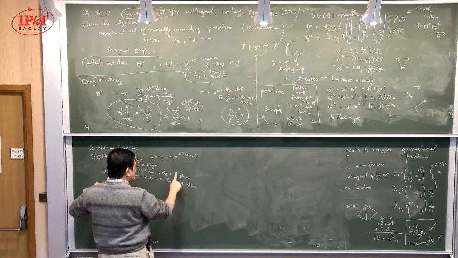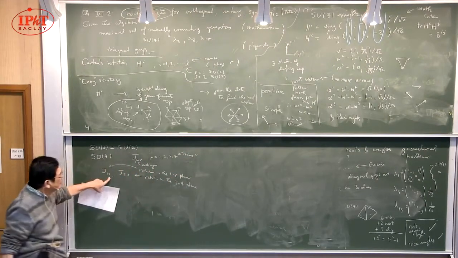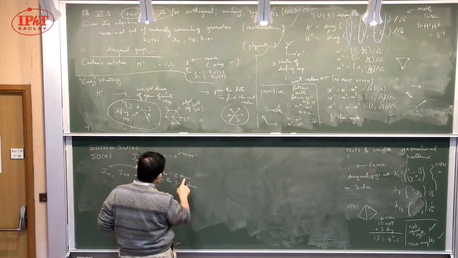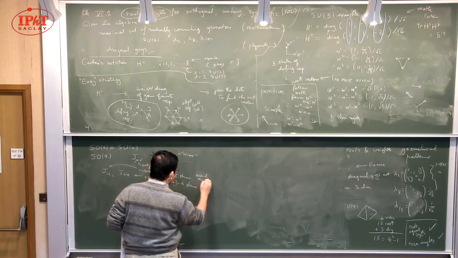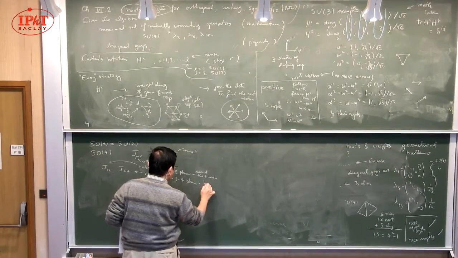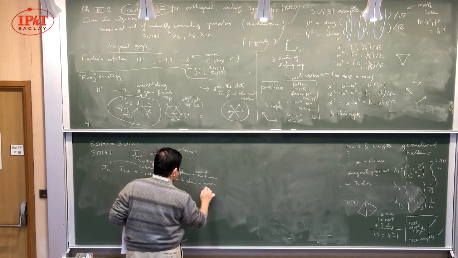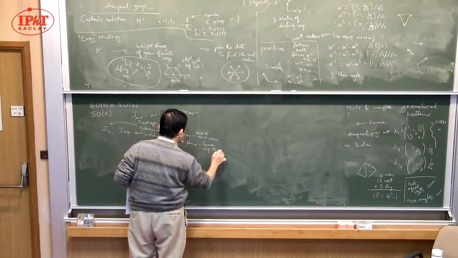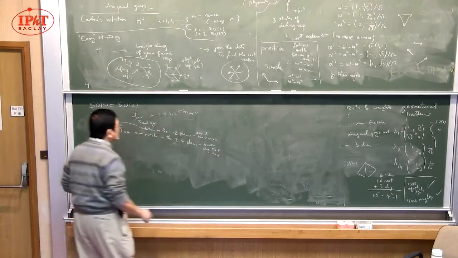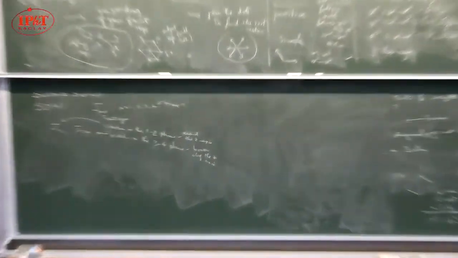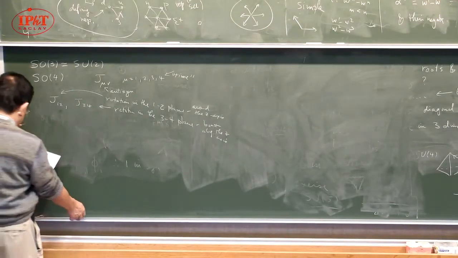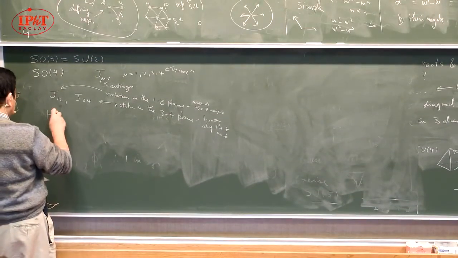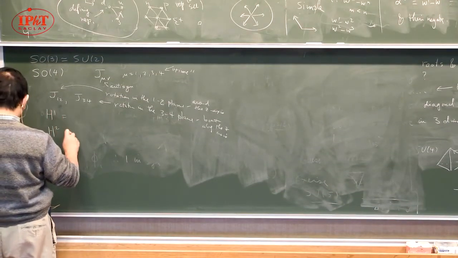Oh, I'm sorry, I have a typo. 1-2 plane. And of course, for physicists, this is rotation around the z-axis. And this is a boost along the z-axis. Okay? But in general, the rotation should be written this way. So these are the two diagonal matrices.